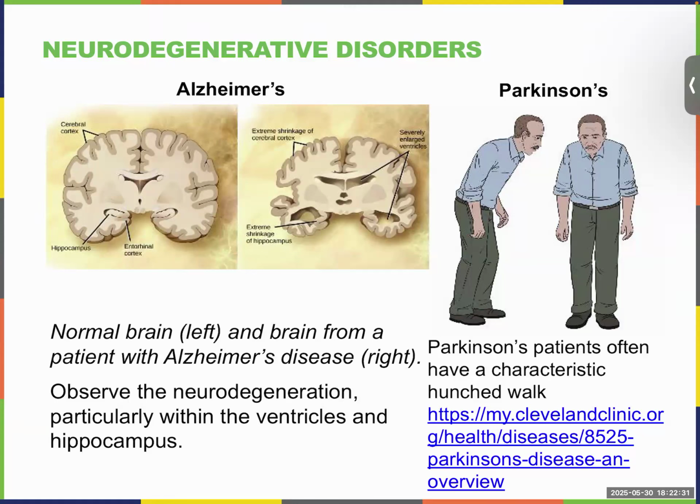And then there's Parkinson's disease. You may be familiar with Michael J. Fox. Unfortunately, that is a neurodegenerative disorder as well. They have certain characteristics which include a hunched walk. They usually shuffle their feet. There are many other problems. It does affect speech as well. But if you're interested in other characteristics of Parkinson's patients, you can look at it here.